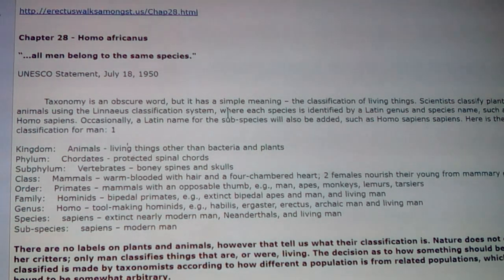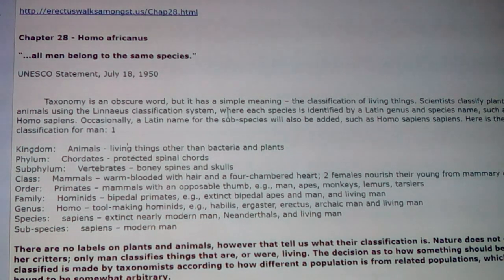All men belong to the same species, was stated in the UNESCO statement of July 18, 1950. Before that point, it hadn't really been clarified at all. And of course, UNESCO coming out like this was something that a lot of people saw as them usurping, trying to put out an agenda that, well, went on before then, but goes on to this day.